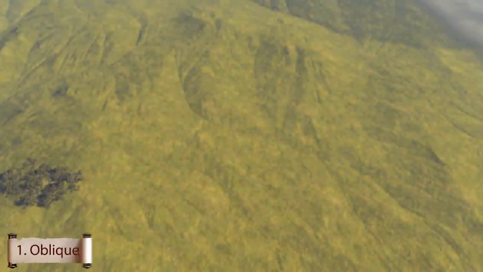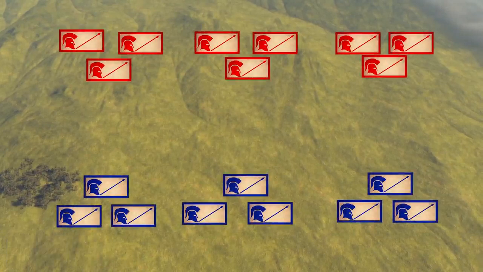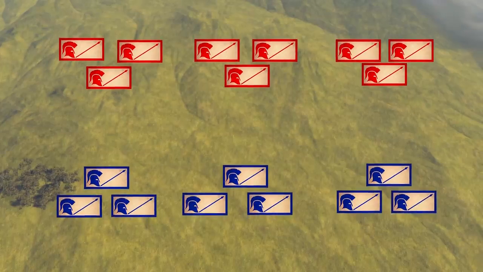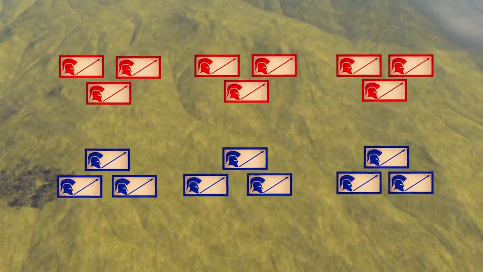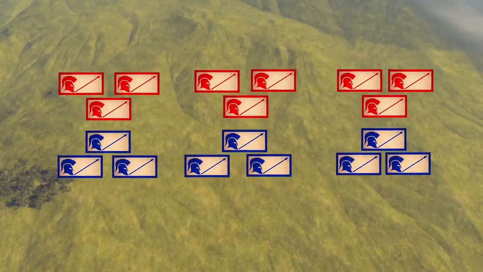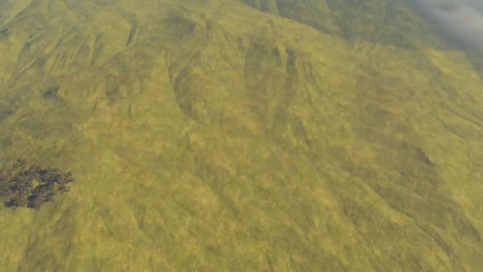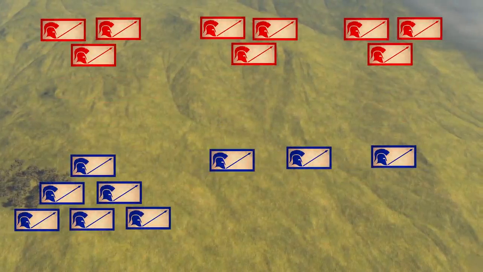Let's get it started. The Oblique Order was one of the biggest improvements made in the ancient Greek warfare. Before its implementation, hoplite formation usually fought head-to-head, and the fate of the battle was decided by the number of ranks and the quality of the units fighting. Epaminondas was able to change that forever in the Battle of Leuctra.